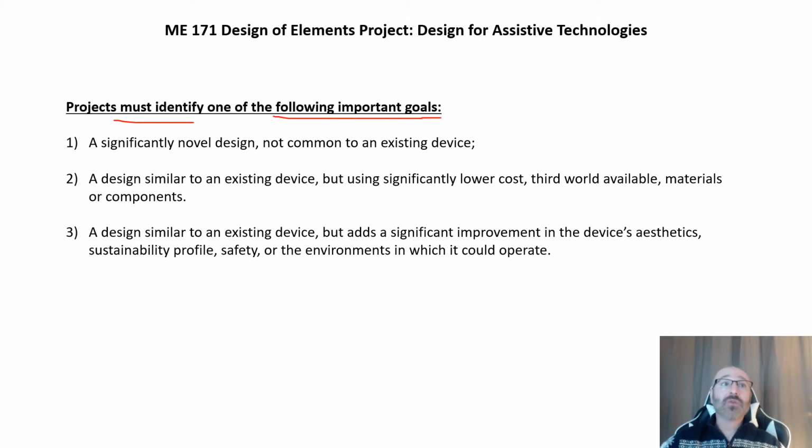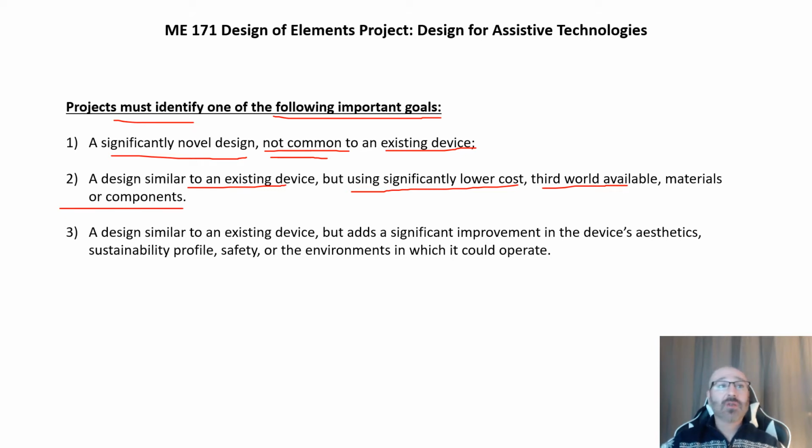So with all of your projects, they must identify at least one of these three important goals listed below here. The first one being a significantly novel design. So not just reproducing a part or a component from an existing device, but something new and novel. Two, a device similar to an existing device, but you found a way to make it a significantly lower cost. Third, where available, materials or components are changed.